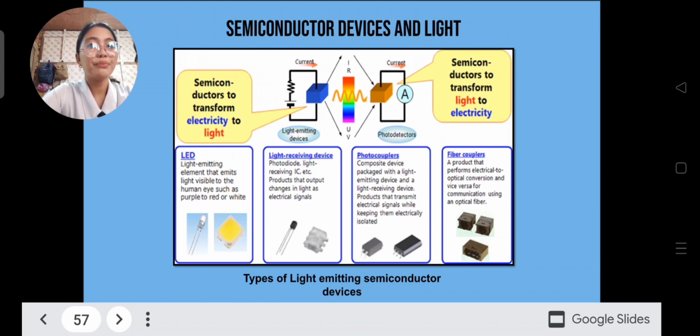So we have here the reverse semiconductors. Semiconductors to transform electricity to light, and semiconductors to transform light to electricity.